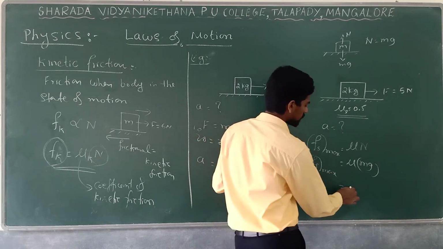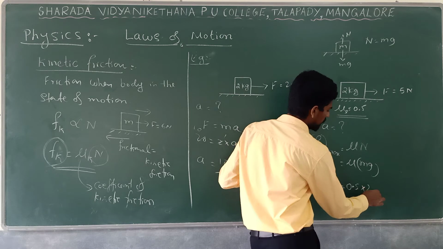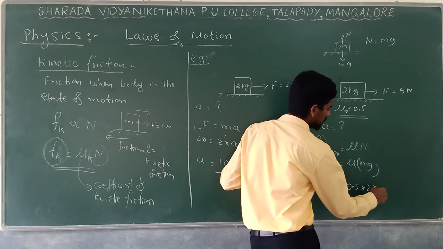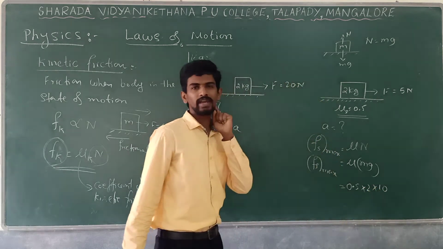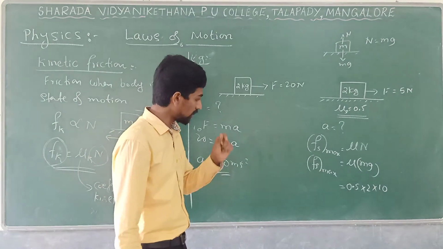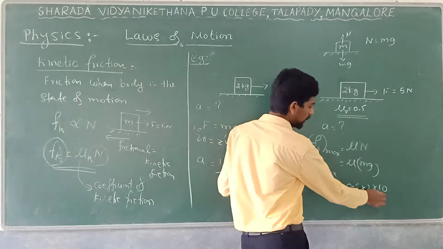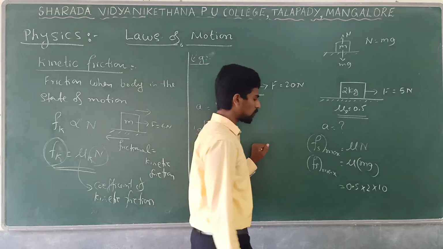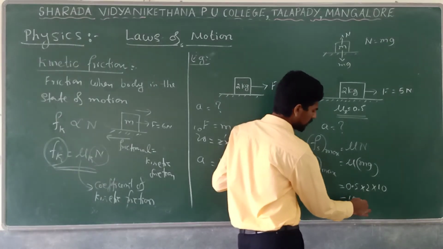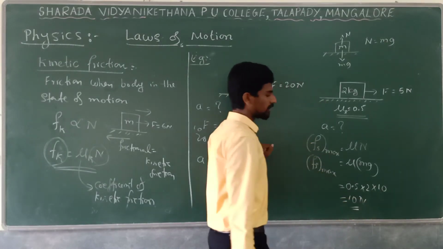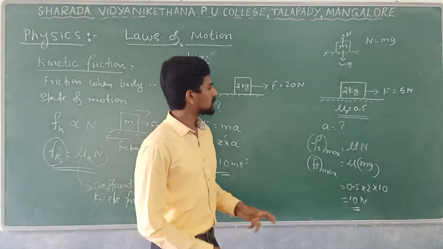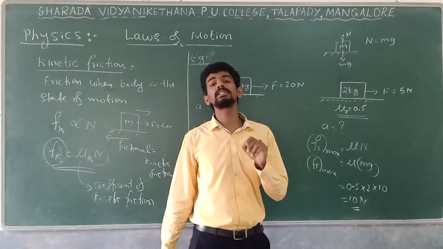Mu is 0.5. Mass is 2 kg. For a simple case, instead of taking g as 9.8, take it as 10. So 2 into 10 is 20, and 20 into 0.5 is again 10 Newton. So in this case the maximum frictional force is 10 Newton.